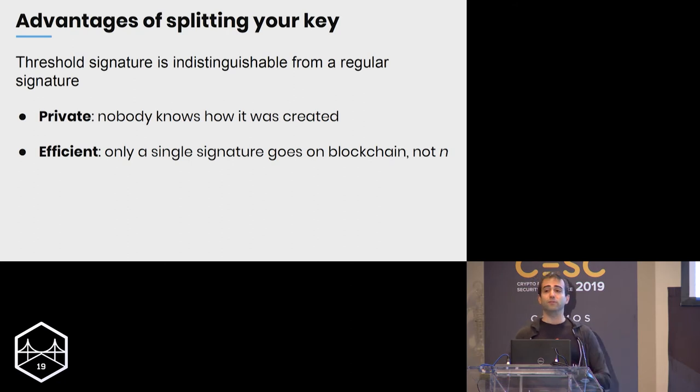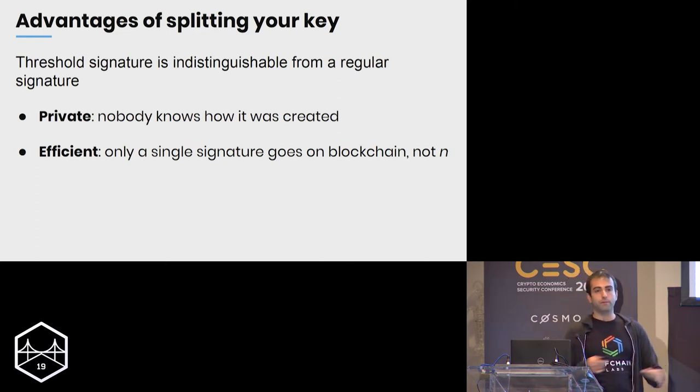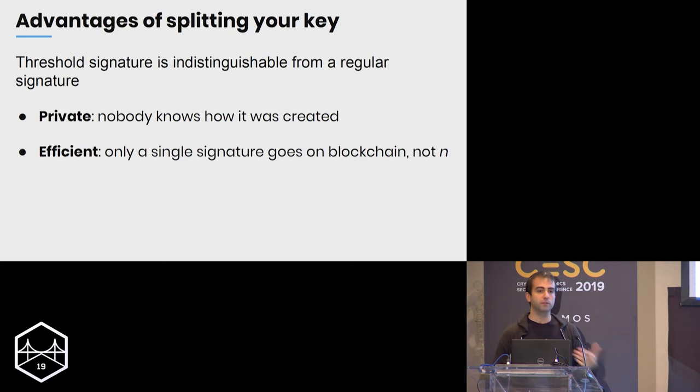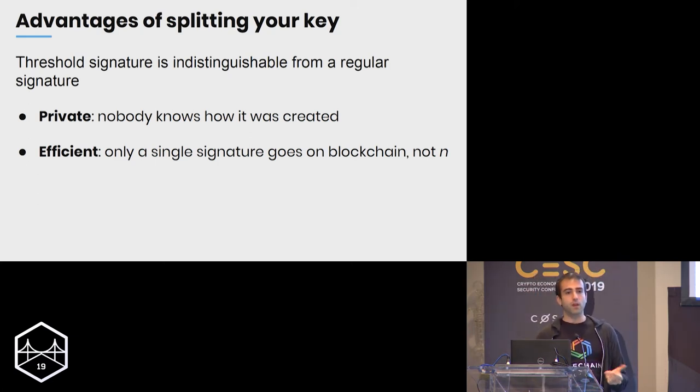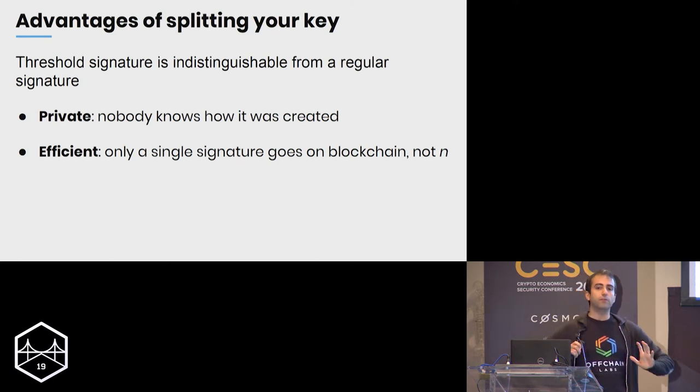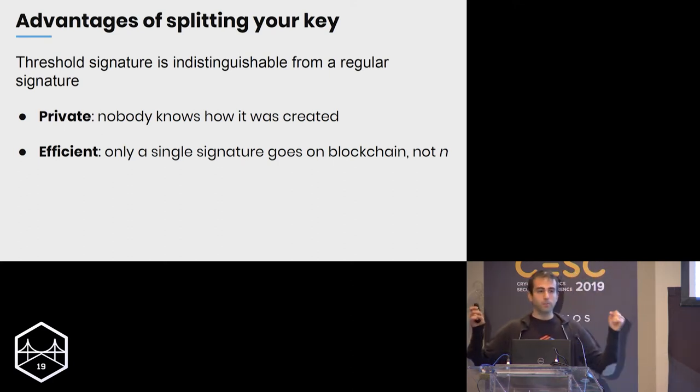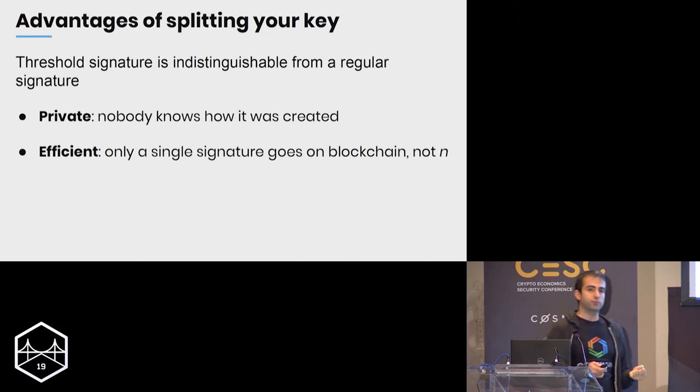And what that means is, first of all, it's private, because no one knows that a threshold signature is being used here, and certainly they don't know the access policy. They don't know that this company requires three or five or six people to sign off. All they see is a regular signature, and they're none the wiser. And it's also more efficient, because they can have a signature that's authorized by 100 people. But on the blockchain, all you're seeing is a single signature that looks just like any other signature. So it's both private and more efficient. And that sounds pretty good.